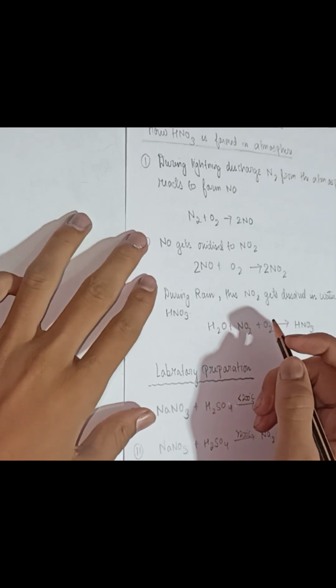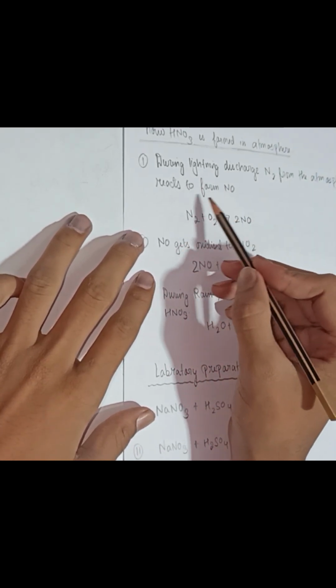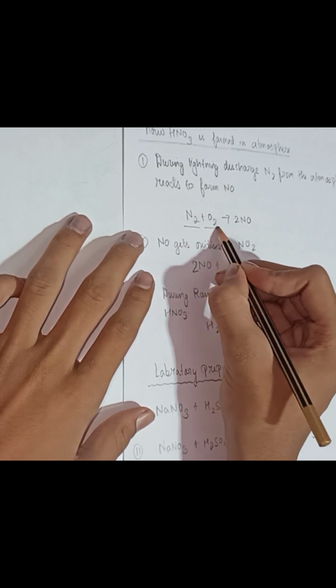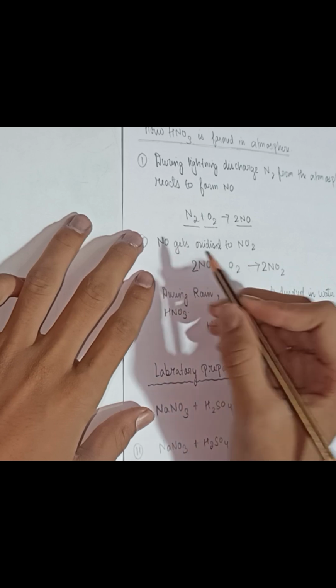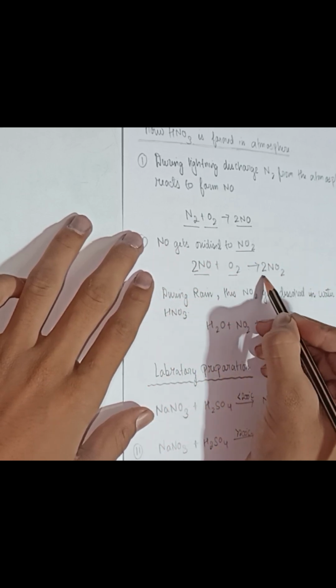Formation of nitric acid in the atmosphere. During lightning discharge, N2 from the atmosphere reacts with oxygen to form NO. This NO then gets oxidized to form NO2. NO plus O2 forms NO2.